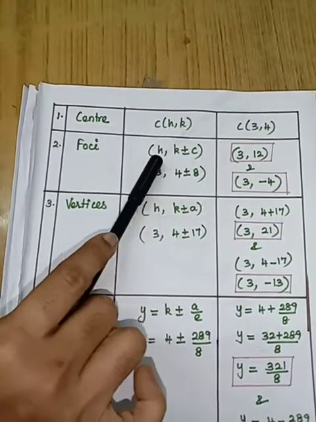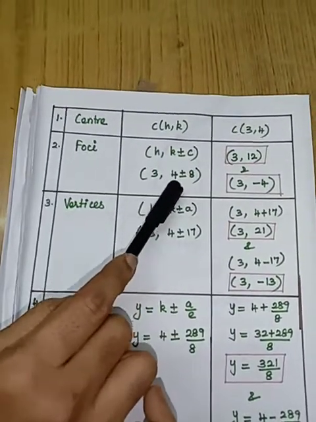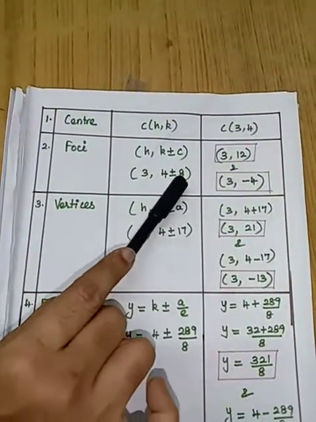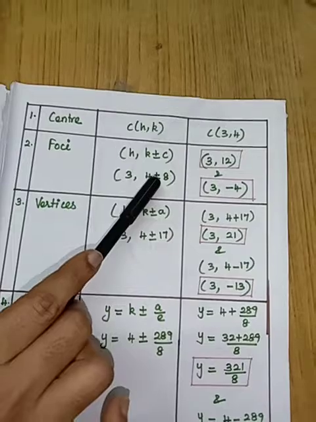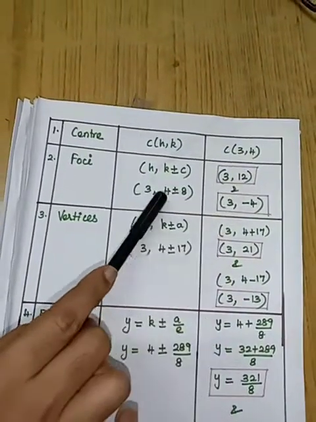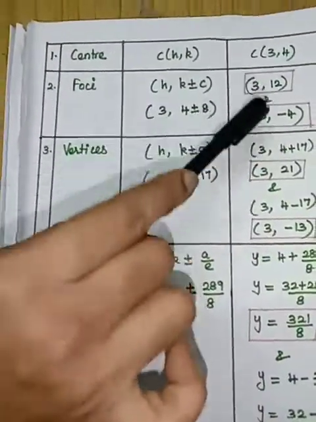Okay, so what is h? H is 3. What is k? It is 4. Plus or minus c. C is what? We have found c is equal to 8. So here you have to substitute. So 3 comma, here you have 4 plus or minus 8. 4 plus 8 is 12. 4 minus 8 is minus 4. So these two are the foci.